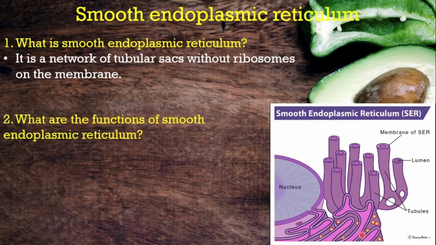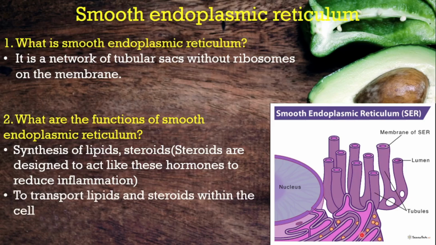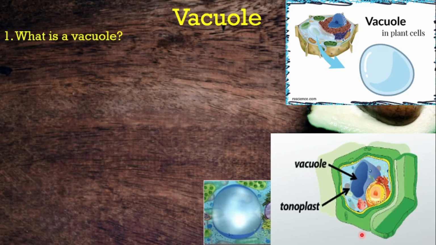Next one. What are the functions of smooth endoplasmic reticulum? Synthesis of lipids, steroids. Steroids are designed to act like hormones to reduce inflammation, to transport lipids or steroids within the cell. Vacuole. What is a vacuole? As you can see here, this is a vacuole in a plant cell. And here also this blue colored part is the vacuole.